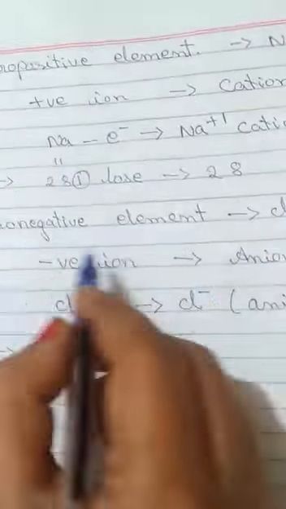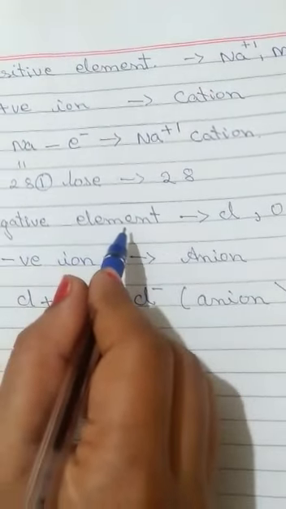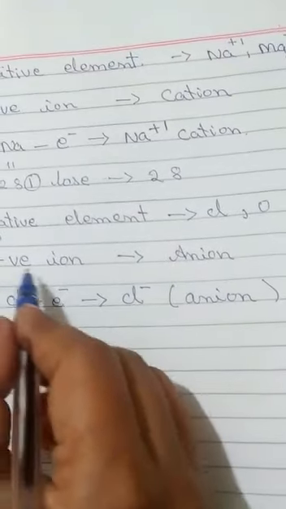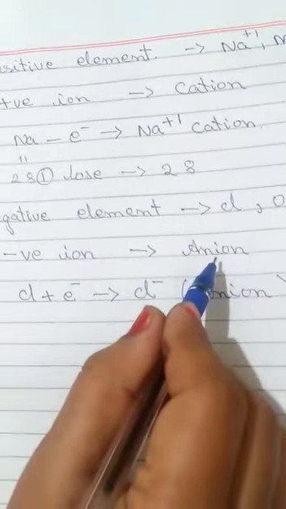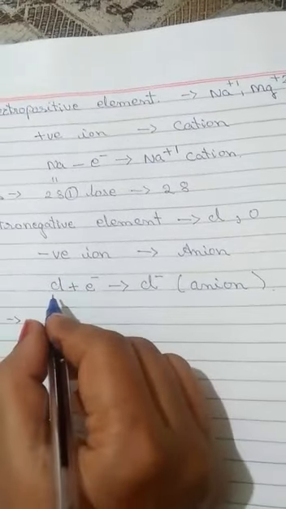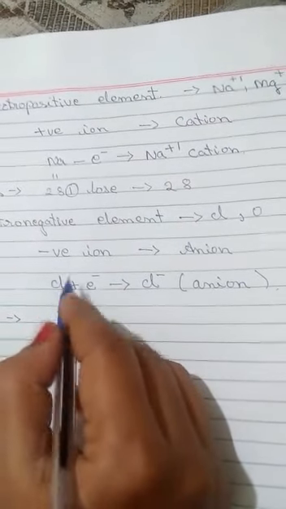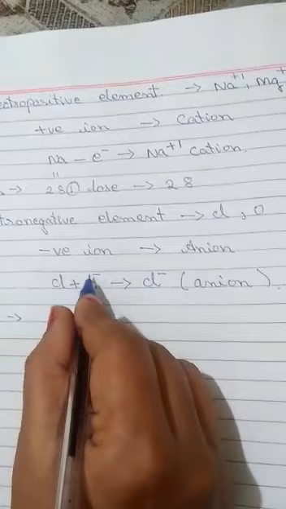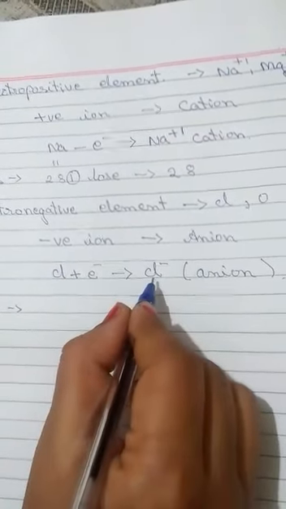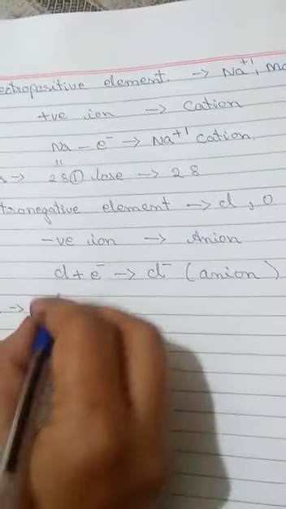Now your next example, an electronegative element. Electronegative elements, for example, chlorine and oxygen. A negative ion is called an anion. Let's see the example. Chlorine forms a negatively charged ion. Here this is the atom of chlorine. In the atom of chlorine, one electron we are adding, and after adding the electron, it becomes the anion, that is, a negatively charged ion. Now see the electronic configuration.